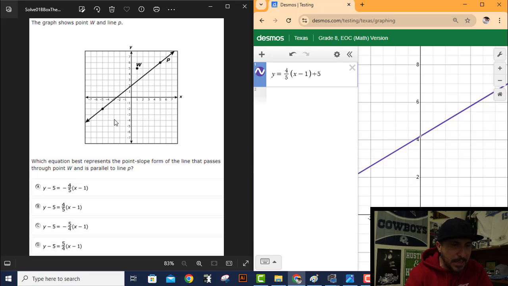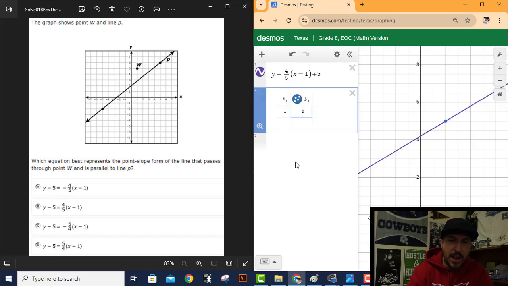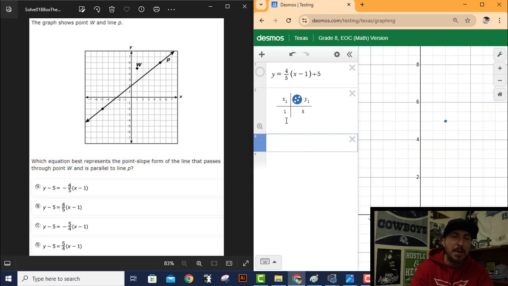So here I go. And it says it's supposed to hit W. So let me type in choice W. What is that? It's 1, 5. That's the point. Let me go to here. Put the point 1, 5. Oh, dang, this guy hits it. And it does look parallel. I like him. I'm going to save him.